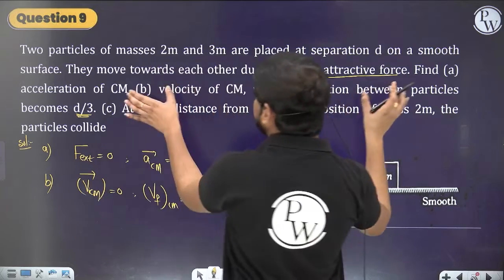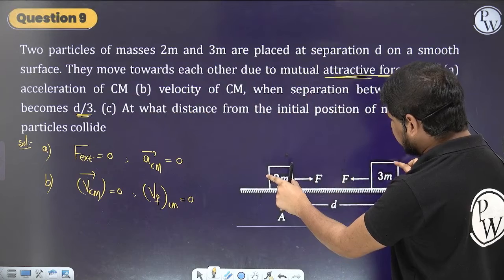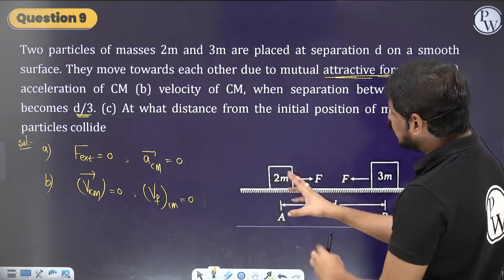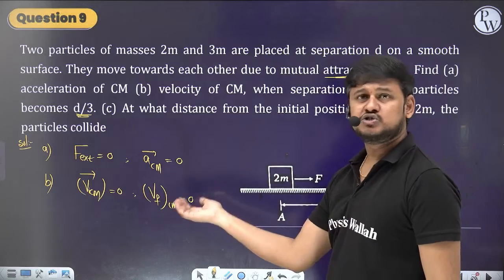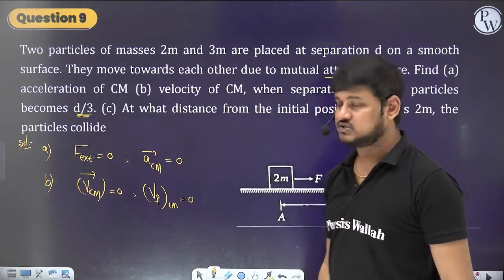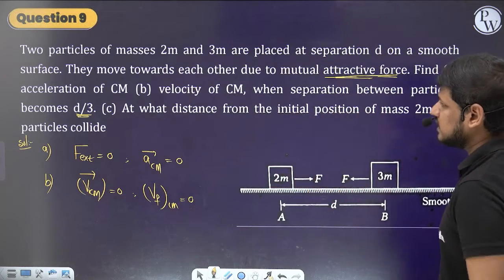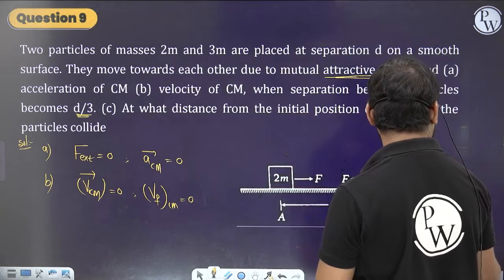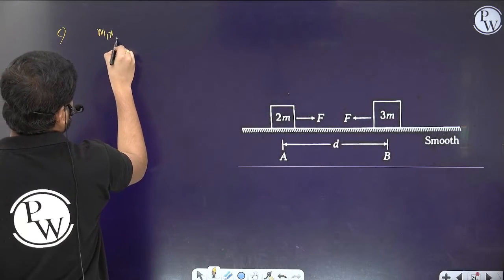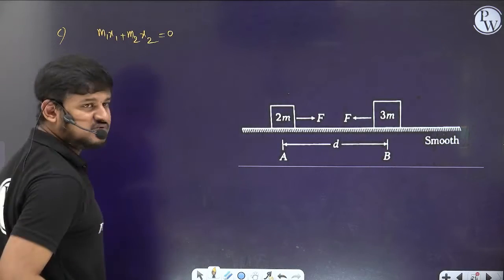Because they are moving towards each other due to the mutual attractive force, initially they are at rest. Then due to the internal forces, they are moving. If they are initially at rest, after some time also they will be at rest because the velocity of the center of mass should be zero, as external force is zero, right? And then, at what distance from the initial position of mass 2m do the particles collide? So simply use this concept. m1 x1 plus m2 x2 will be equal to zero because their center of mass will be at rest.